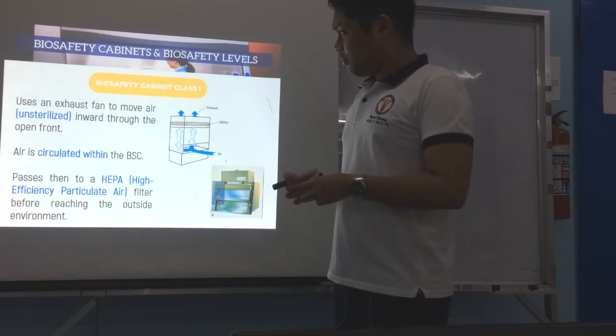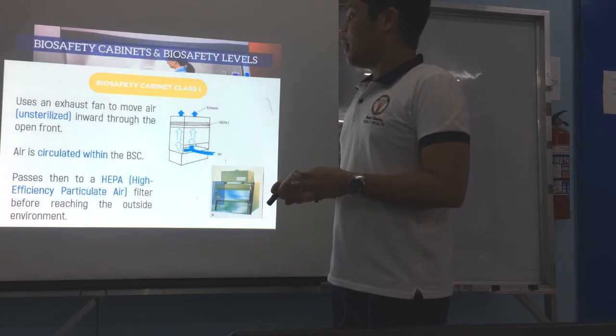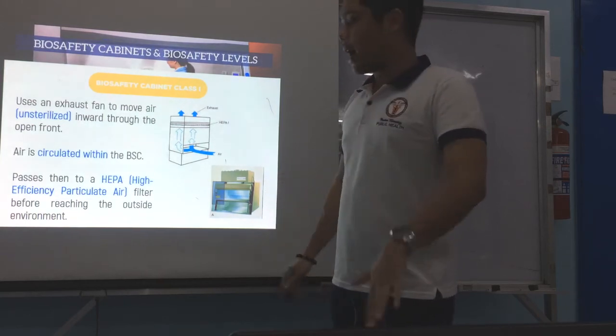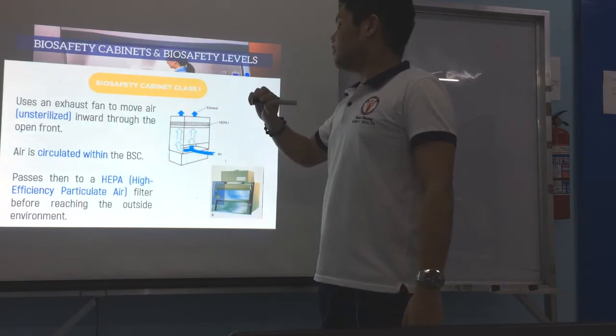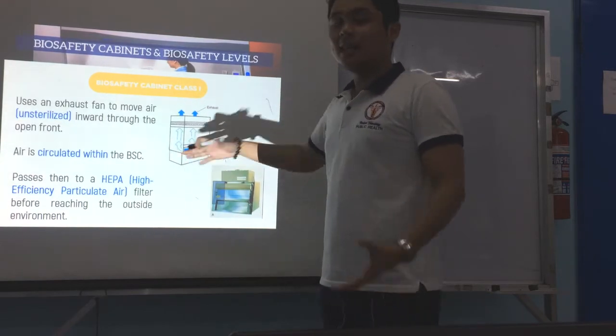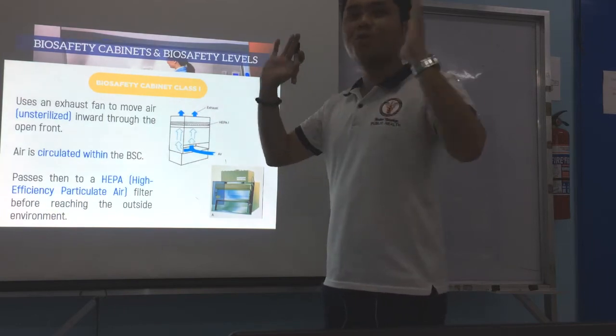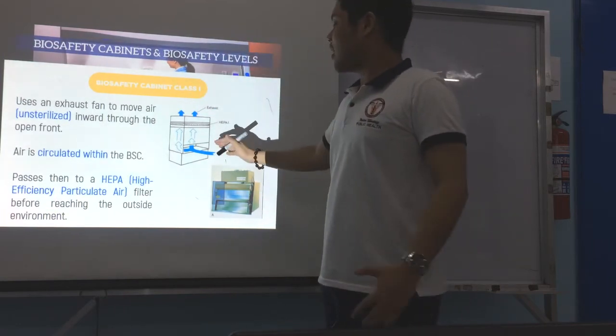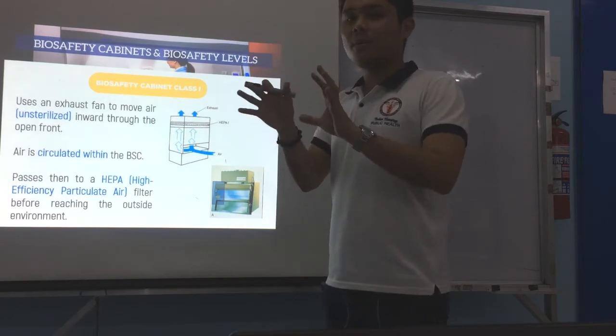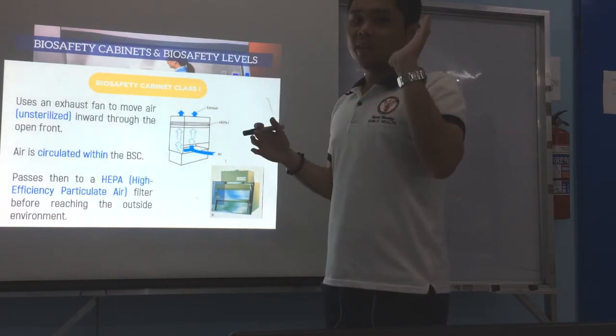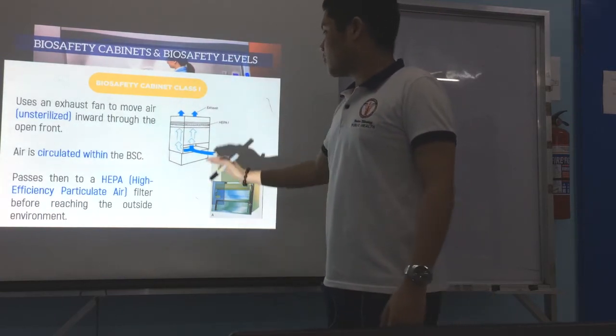So, alright. So again, that's for your BSC 1. Again, it uses a HEPA filter. It allows unsterilized air. Unsterilized air, ha? So, it's not sterile. Okay? So, room air that is dirty. And then, the difference is that the air, after being used within the BSC, is filtered here. Okay? Alright. So, that's for BSC 1.